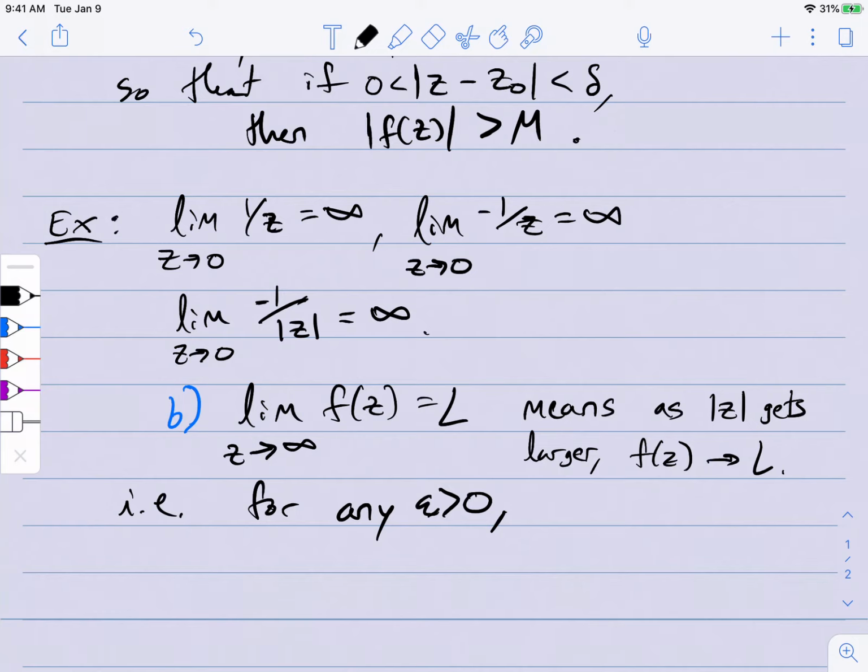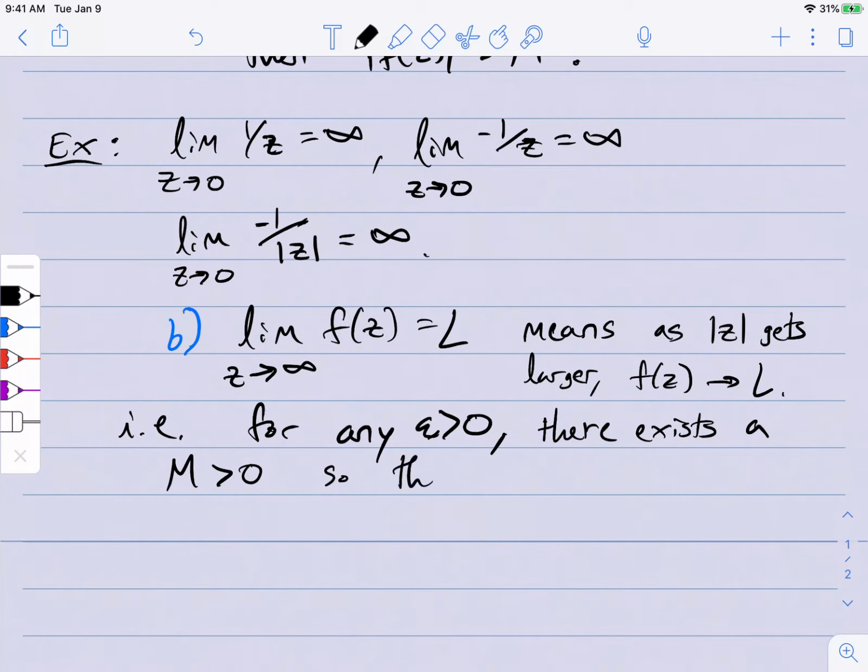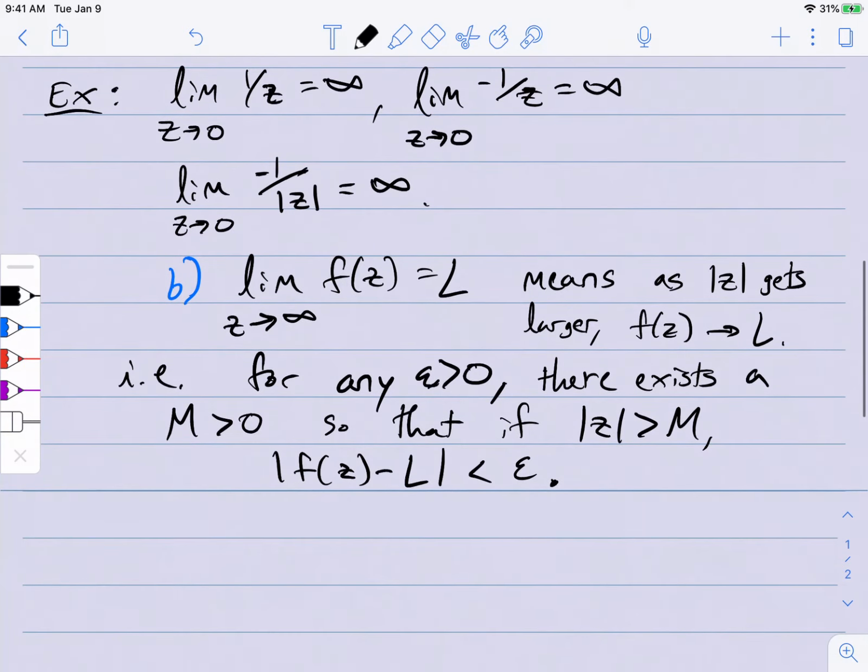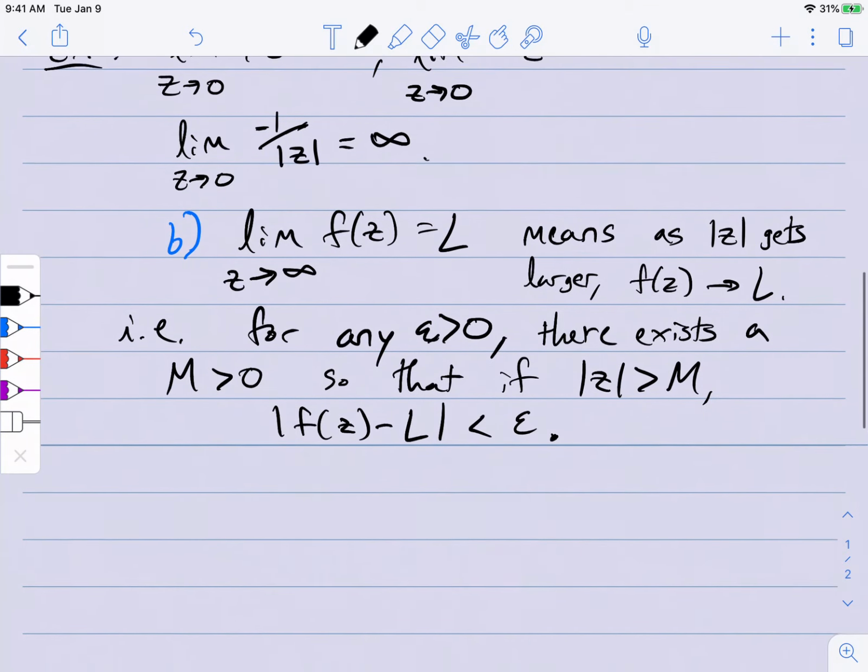So the way we say that is we can find a large value of m. So there exists a positive real number m greater than 0, so that whenever the modulus of z is greater than m, f of z is within a distance of epsilon from L. Okay, so this is saying that as z gets larger and larger, f of z gets closer to L.